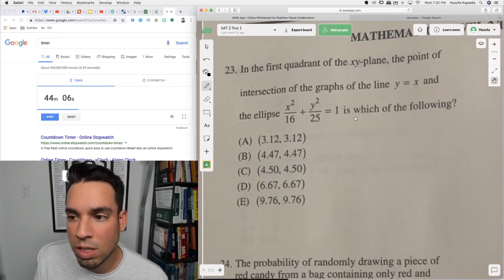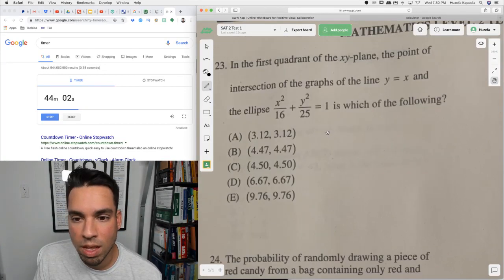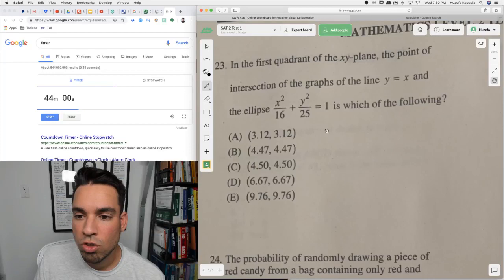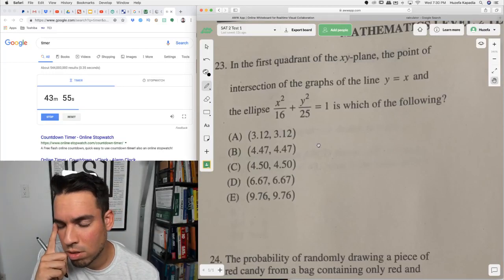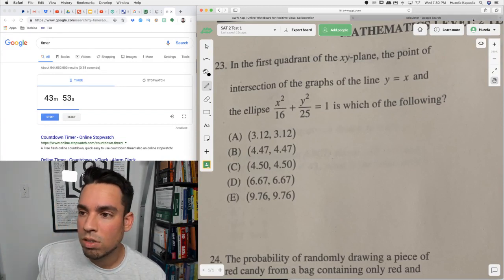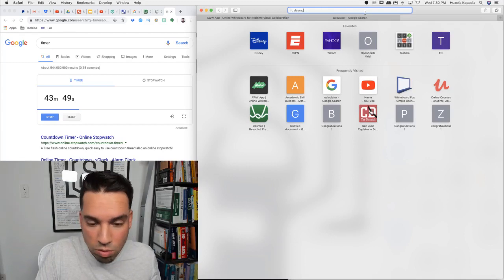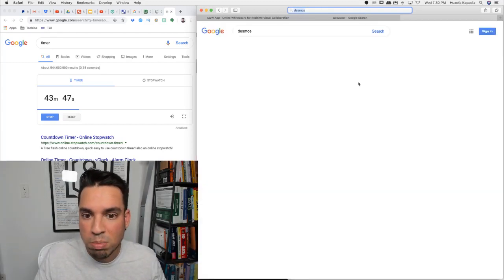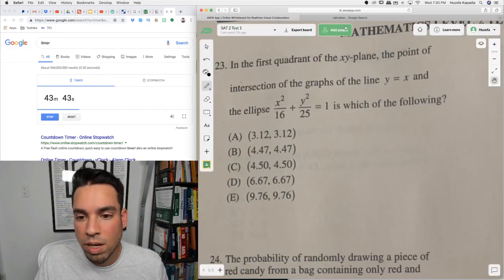Okay. We're almost at the halfway point. In the first quadrant of the xy plane, the point of intersection of the graphs of this and this is which of the following? I'm allowed to use a graphing calculator, so I could just graph this, to be honest. Let's go to Desmos. We could do it with algebra, but we have it. Why not use it, right?